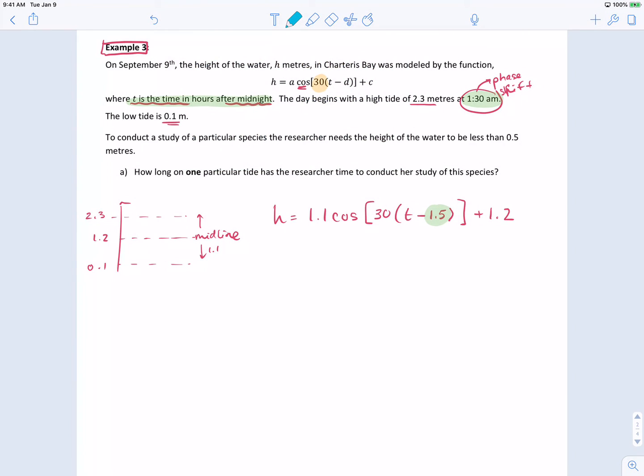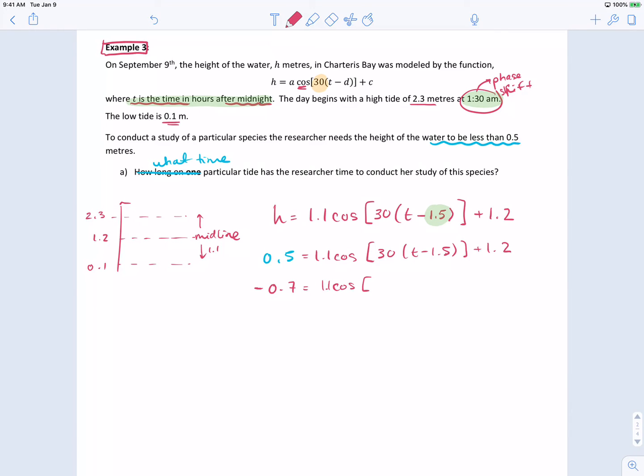Now that I have this equation, we're going to change this question and say, for this, again, at what time does the researcher have to conduct his study if he needs to be able to conduct the study if the height is less than 0.5. So we set our height equal to 0.5 to find the first time where our researcher is able to conduct his survey. Again, the same thing is true. We subtract 1.2 from both sides, giving us negative 0.7.